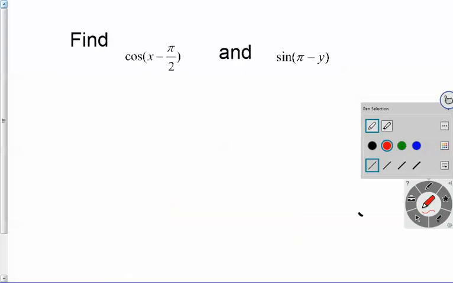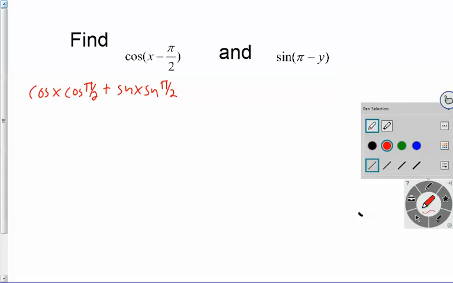All right, moving on. Find the cosine of x minus pi over 2 and the sine of pi minus y. So for that first one, let's just use a subtraction one. This is basically the cosine of x times the cosine of pi over 2 plus the sine of x times the sine of pi over 2. So what's the cosine of pi over 2?